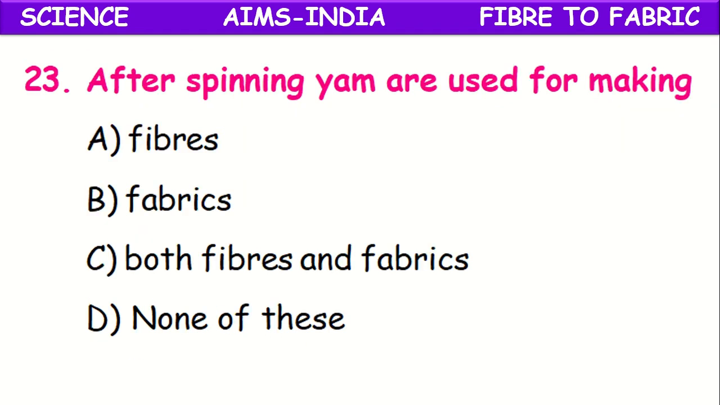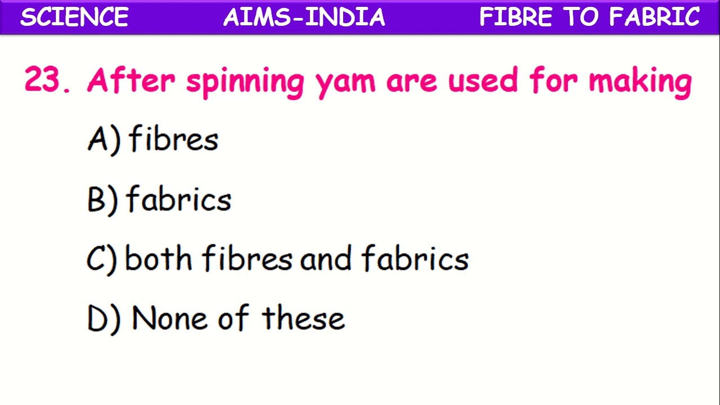Next, after spinning, yarn is used for making what? When fiber undergoes the spinning process, it gives yarn. So what is yarn used for making? Yarn is used for making fabrics.